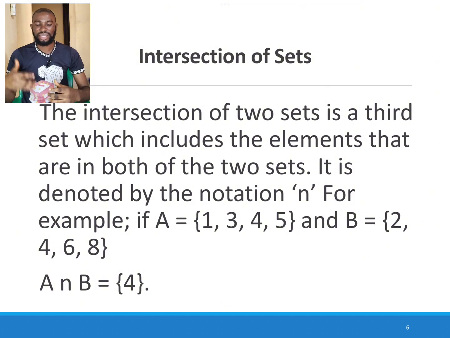When you have intersection of sets, the intersection is a third set which includes all the elements that are in both sets. For example, you have A = {1, 3, 4, 5} and B = {2, 4, 6, 8}. What's common between set A and set B is simply 4. So the intersection of {1, 3, 4, 5} and {2, 4, 6, 8} is simply 4.